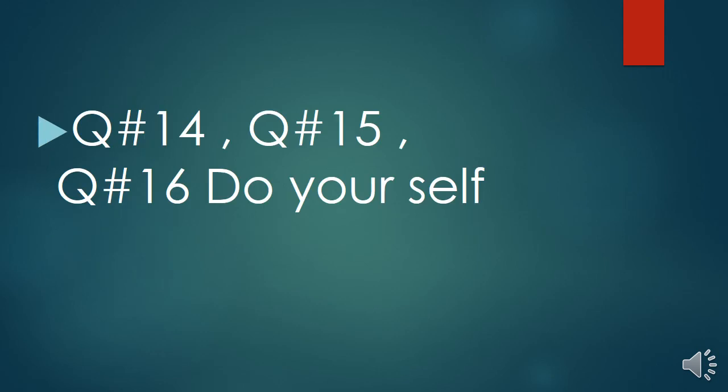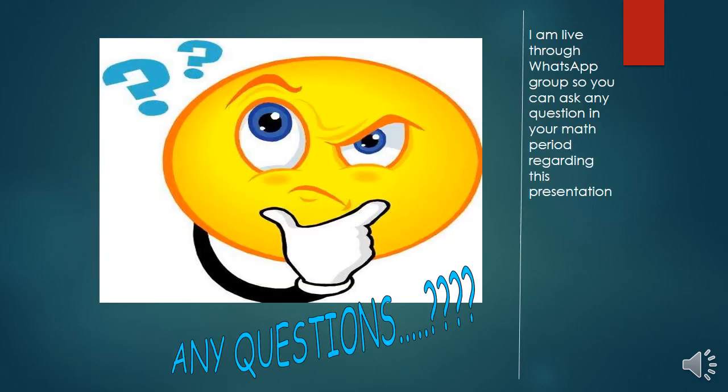Student, similarly question number 14, 15 and 16, do yourself. This is the basic question as you have done in matrix class. So you find the inverse of a 2 by 2 matrix, or you have to multiply the A and B matrices. So similarly you can solve question number 15 and 16. Do yourself. If you face any query, then you can ask me.